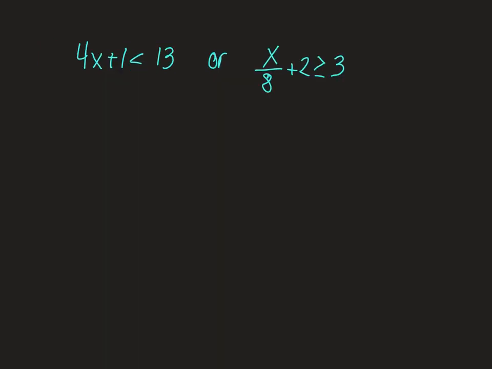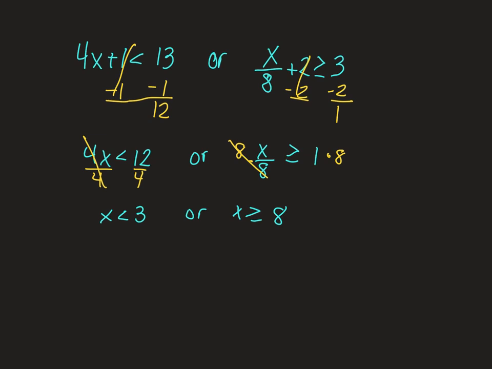Here's an example of an or question. We're going to solve each one separately and graph them, and they're going to go in opposite directions. All right, solving them ended up being x is less than 3 or x is greater than or equal to 8. So I subtracted 1, I got a 12. Rewrite it, divide by 4, that gives me 3. Subtract 2 gives me 1. Multiply by 8 gives me 8.